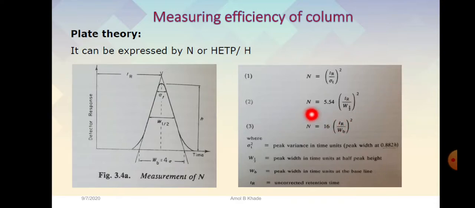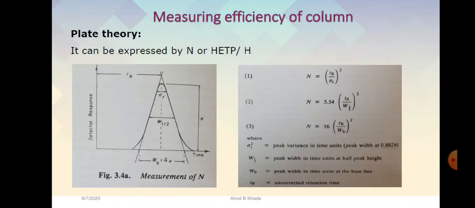Then next, n is equal to 5.54, which is a constant, times the ratio of tR, that is the retention time, divided by the width of the peak in time at half of the peak height. This is W half, okay, and the bracket is squared. This is usually used in a problem when the peak width at half of the peak height is given. So you have to carefully see what is given in the question paper.